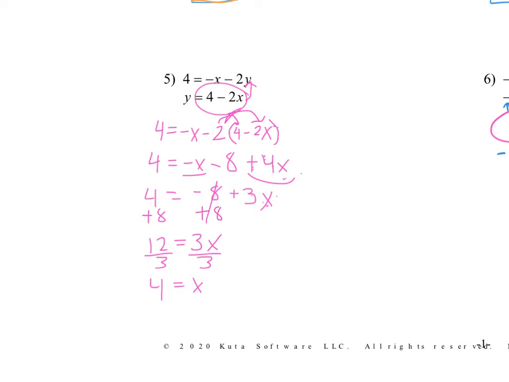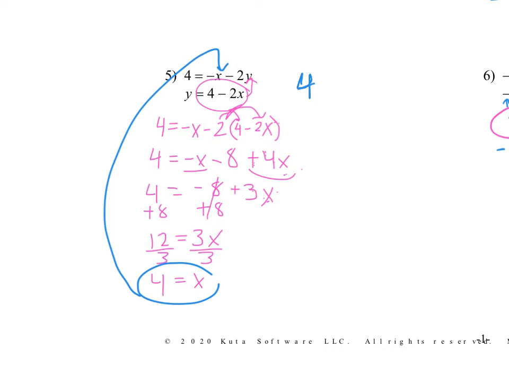What do we do next? Plug it in. Do we plug it in for x or do we plug it into the first one or the second one? First one. Doesn't matter as long as we plug it in for x. So we have 4 is equal to negative, we plug 4 in for x, so negative 4 minus 2y.